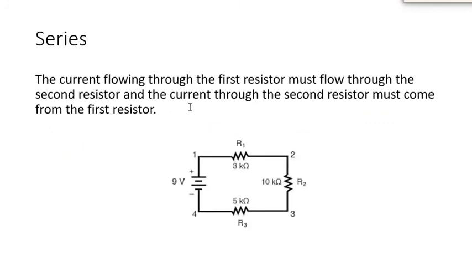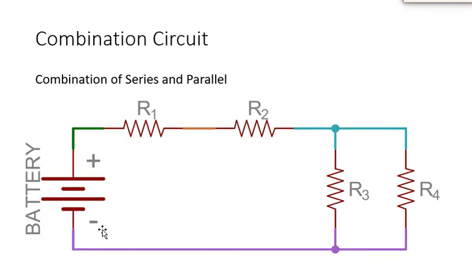There was an "and." The current flowing through the first resistor must flow through the second, and the current flowing through the second must come from the first. So if I look at these two, the current flowing through R3 must go through R2. That's great. But the current through R2, did it have to come from R3? No. It could have come from R4, right? So resistors 2 and 3 are not in series because they didn't meet all the conditions.